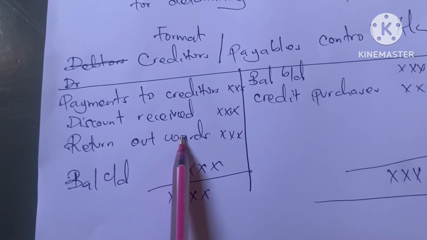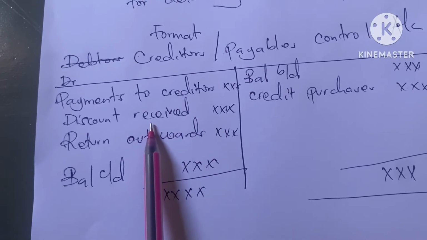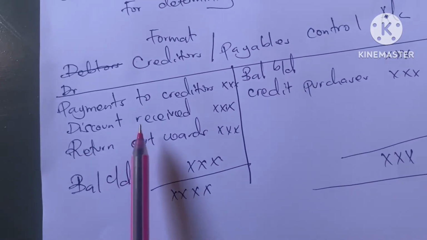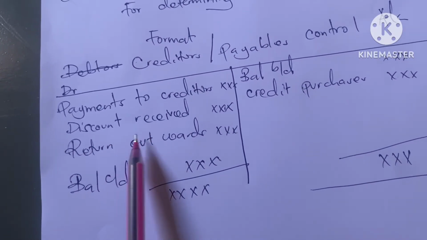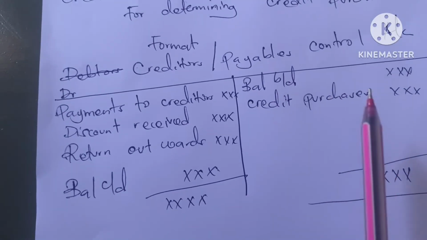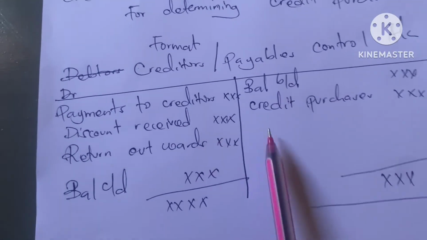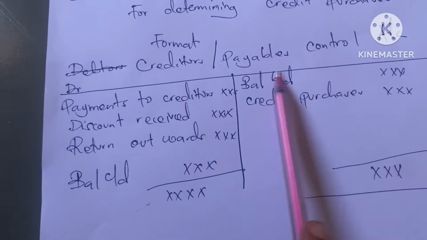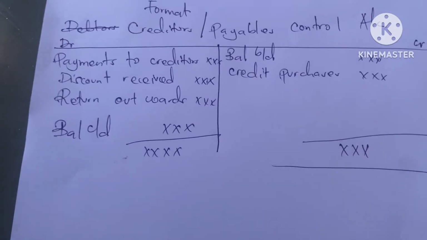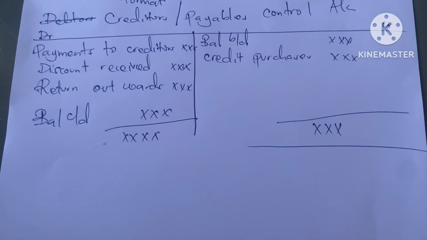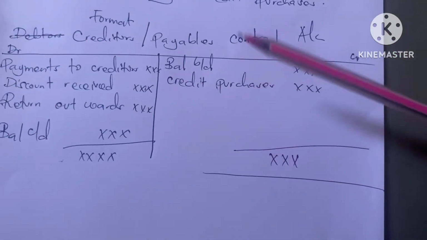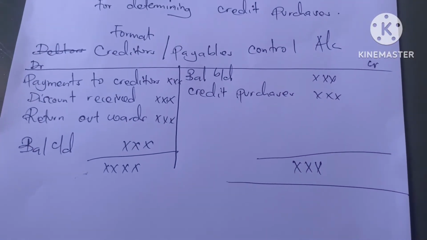When you receive a discount, what they're demanding you is reducing. That's why it is on the debit side. Return outwards, when you return some of the goods you bought on credit back to the suppliers, it means that what they're demanding you is reducing. That's why it is this side. Then the closing balance, when the opening balance is this side, closing balance is on the opposite side. So that is it. Yeah, so that is the formatting of the creditors or payables control account.